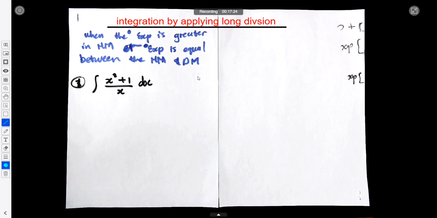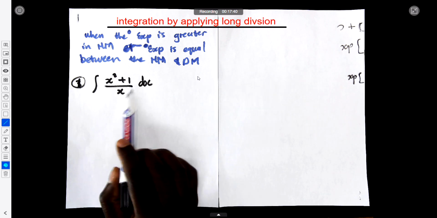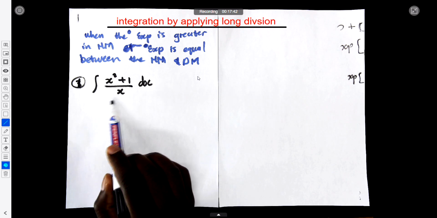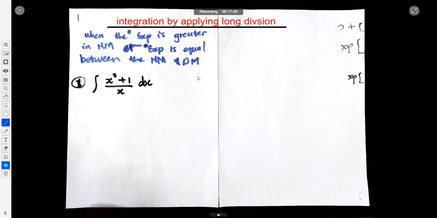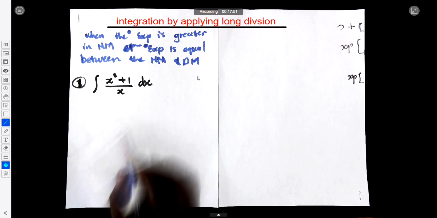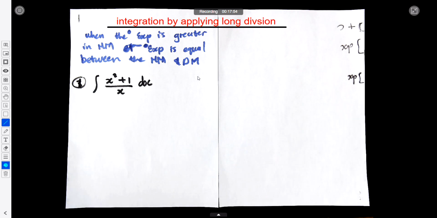Remember, always you start by inspecting. We inspect both numerator and denominator if here we have a quotient of functions. And we normally check the denominator. If we differentiate the denominator, are we going to get the numerator? That's where we think of ln of the denominator. But when we inspect this one, I hope we see the degree of the exponent in the denominator is lower than the one in the numerator. So you cannot think of the ln of the denominator, because the derivative of the denominator won't give us the numerator. So we have to think of other rules.